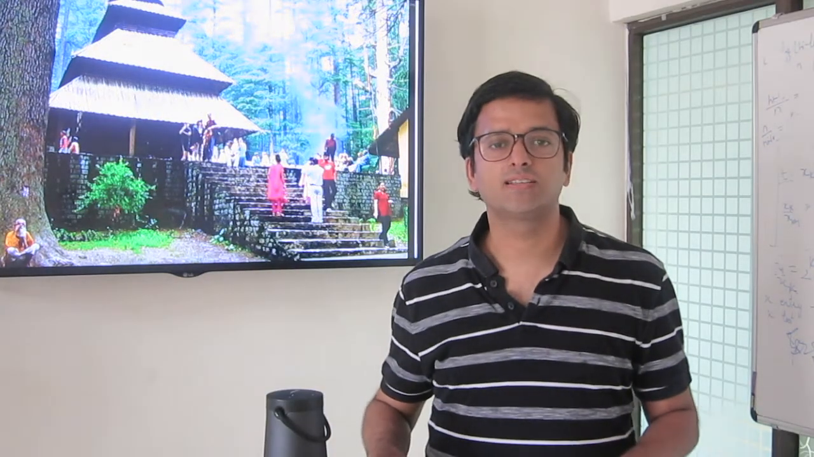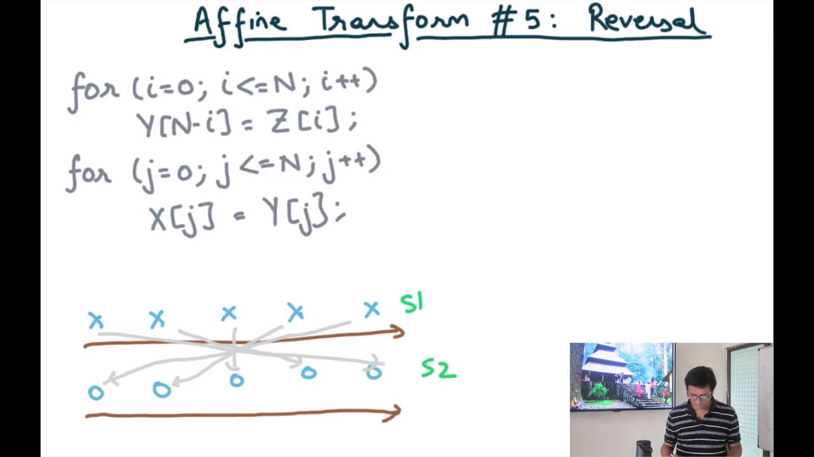So we're going to discuss our fifth primitive affine transform today, which is loop reversal. Let's look at this example. For i equals 0 to n, y[n - i] = z[i]. Notice that y is being traversed in the reverse order because the coefficient of i is -1, whereas z is being traversed in the forward order, just like all the other examples.